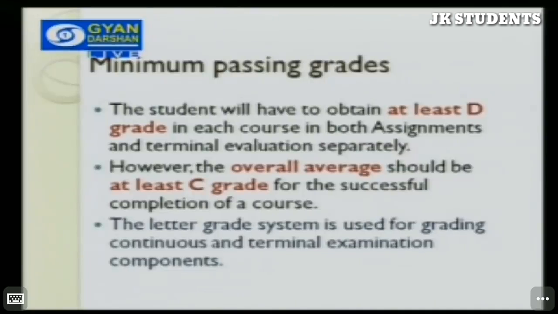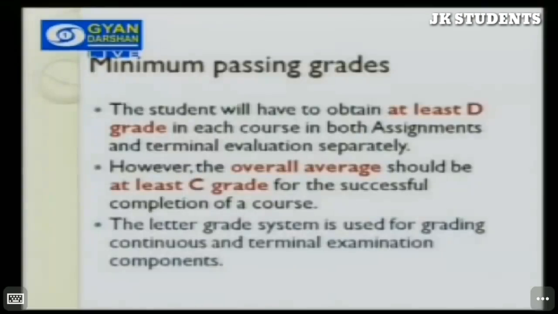to pass those components separately. But to pass the complete course, you have to secure a minimum C grade. Overall C grade means the grade of the assignment plus the grade of the term end examination for that course should come to minimum C. Only then will you be able to qualify or successfully complete that particular course.